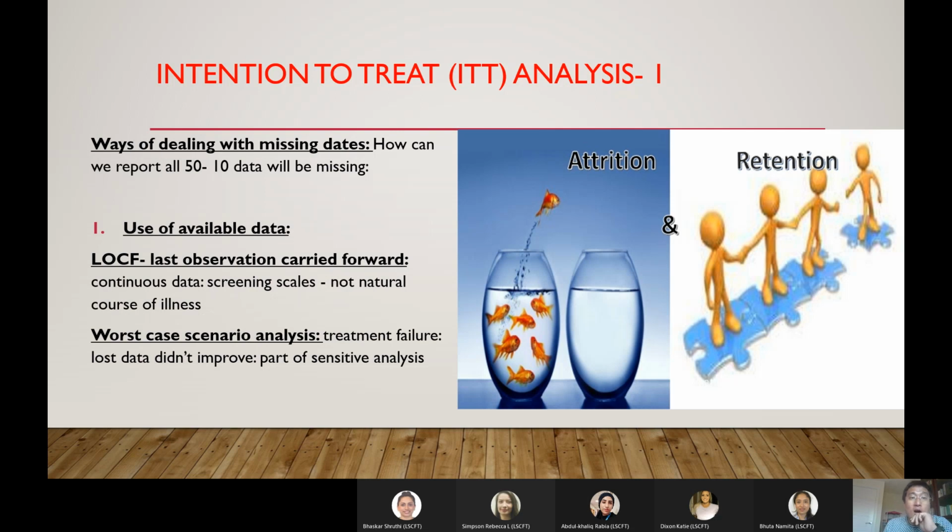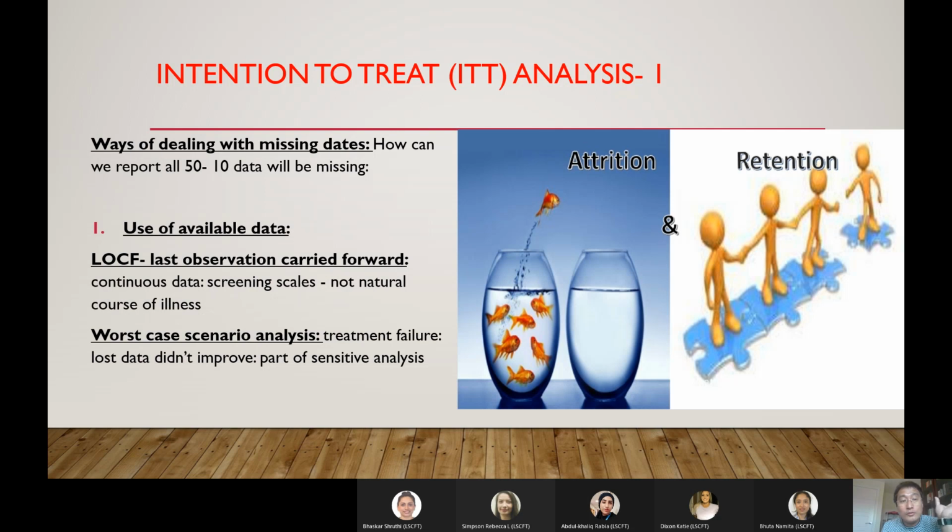They will also ask in depth. For example, if they have used the intention to treat analysis, that is, they reported everything, out of that also they will ask what type of intention to treat they have used. For example, ways of dealing with missing data. Last observation carried forward is only applicable if it is a rating scale, screening scales are used. Whatever we have gathered from the last, they report everything. That is last observation carried forward.